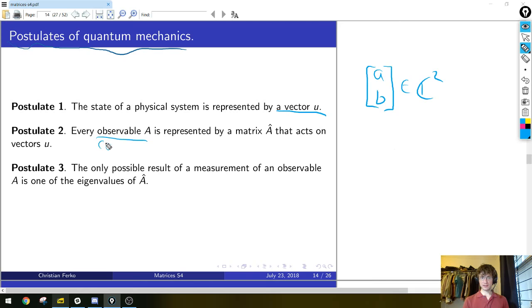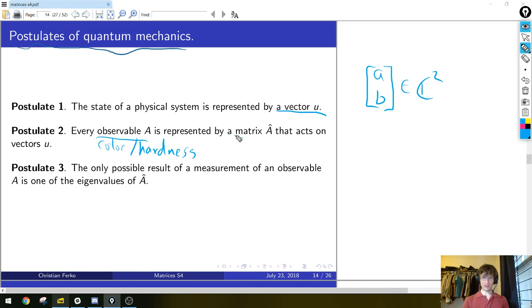Postulate 2: in addition to the state of a system, there are observables, things we could measure. These are things like color or hardness. For every observable, which I'll call A, there's a matrix which I'll represent using the same letter with a hat over it. So if the observable is A, the matrix is A hat.